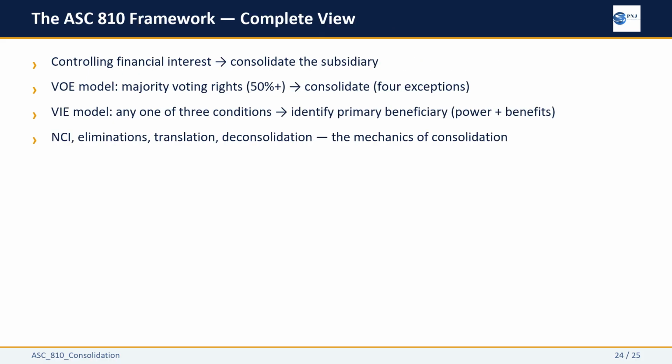Standing back, the ASC 810 framework comes together cleanly. Does a controlling financial interest exist? If yes, consolidate. The VOE model tests majority voting rights with 4 narrow exceptions. The VIE model tests 3 conditions and then identifies the primary beneficiary through power and economics. Once the scope is established, the mechanics follow. Present NCI within equity, perform all 6 intercompany eliminations, translate foreign subsidiaries appropriately, and deconsolidate when control is lost. Each piece connects to the others.